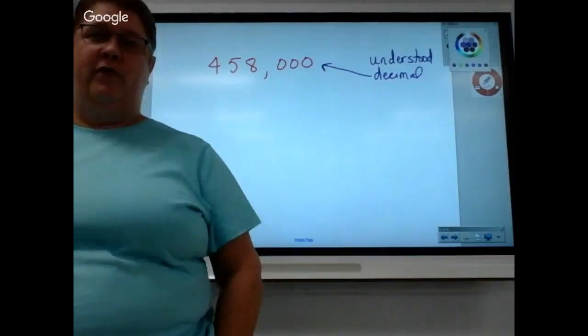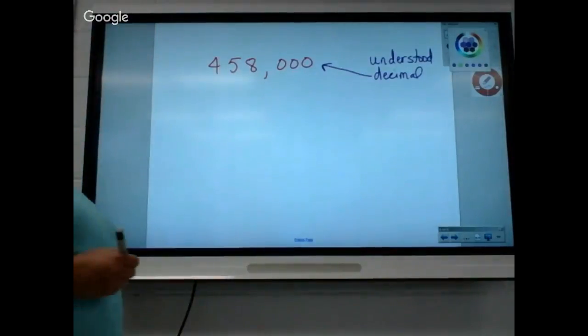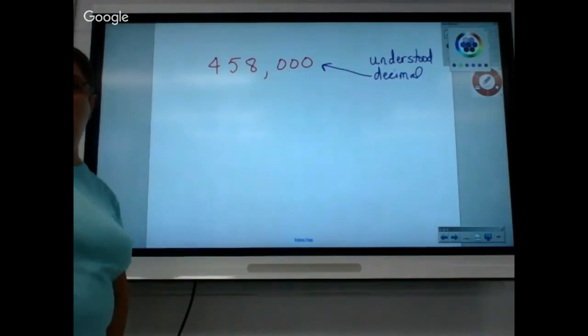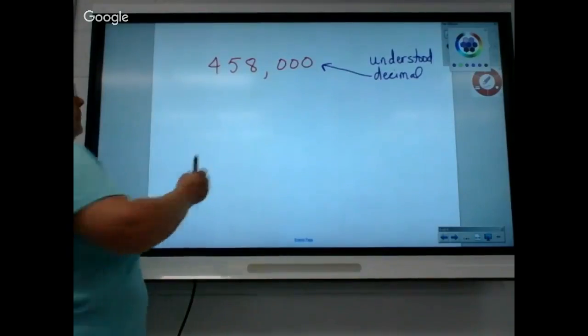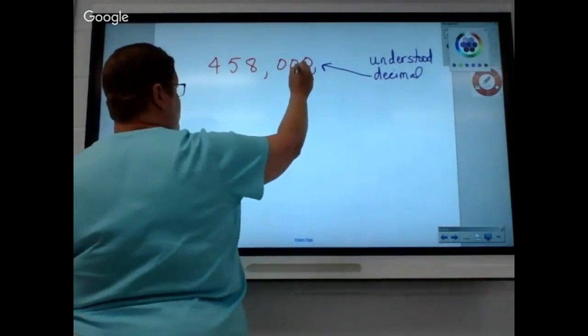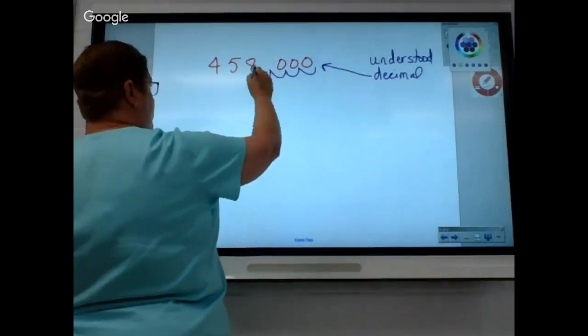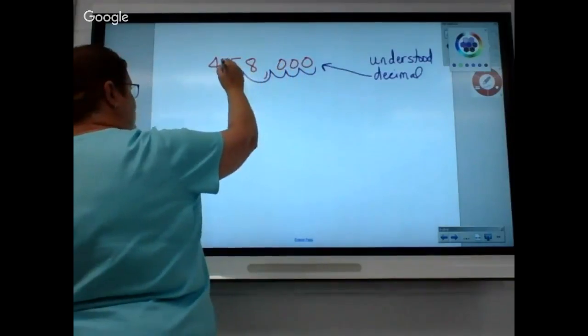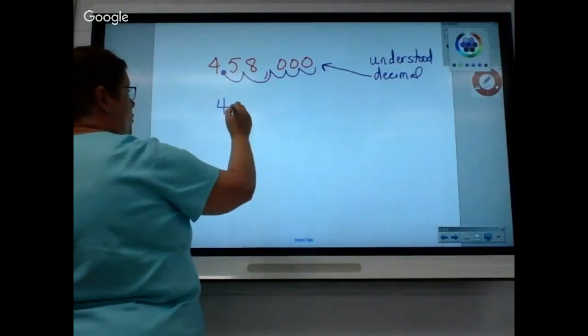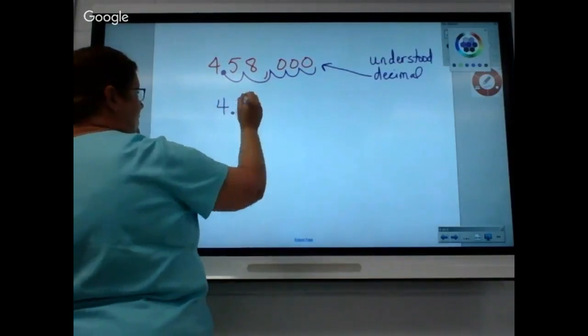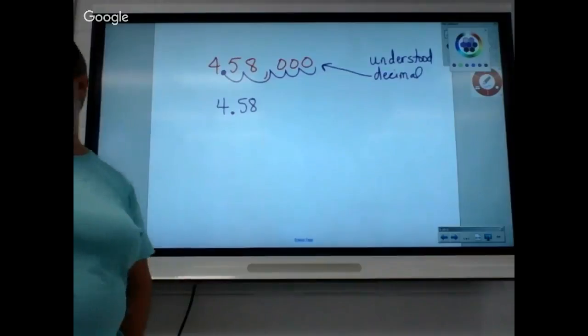Now, we have to move that decimal behind a number so that it will be between 1 and 9. So where does it need to move to? That's right. So it needs to move 1, 2, 3, 4, 5 places. So it's right there. So this number is going to become 4.58, because that number 4 is a number between 1 and 9.